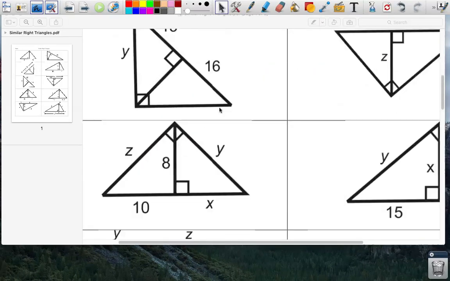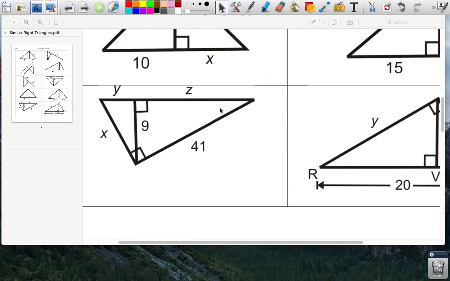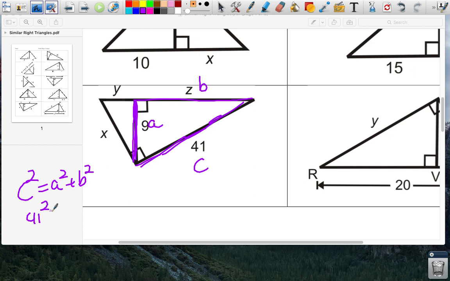Is this okay? What can we do here? We can find z with the Pythagorean theorem, right? So focus on this triangle. This is a right angle triangle where this is C, and this is A, and this is B, right? So although represented by z. If we write the formula out, c squared equals a squared plus b squared. I know what my hypotenuse is, which is 41 squared. A squared is the 9, so that becomes 9 to the second power. And b, I don't know what that is.